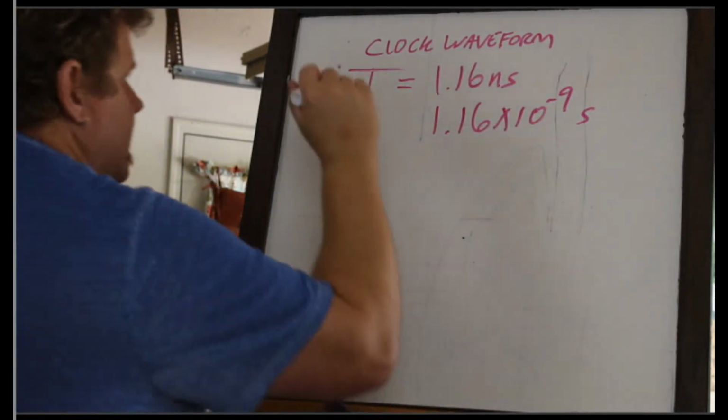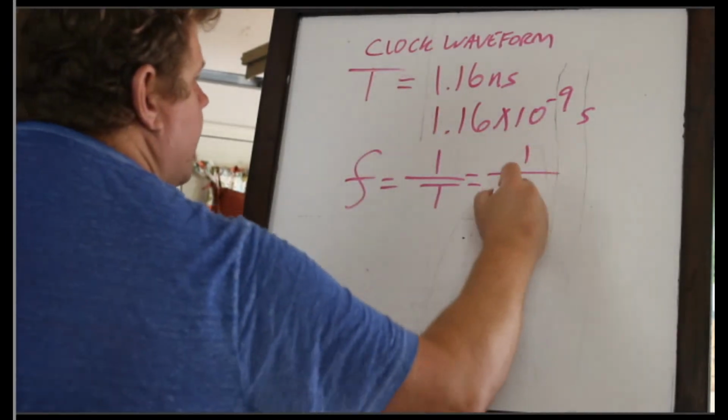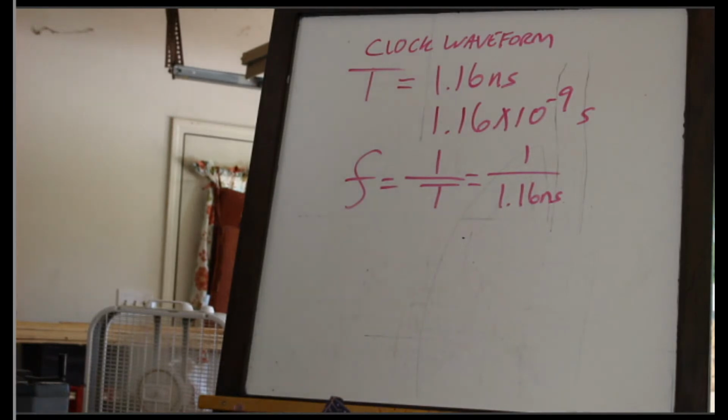Okay, so if I want to find what the frequency is of this, I take 1 over the period, which is 1 over 1.16 nanoseconds. Okay? So do that calculation and see what you get. That is a quick period, so this should be a pretty big frequency. Get my calculator out here. So 1 divided by 1.16 e -9.